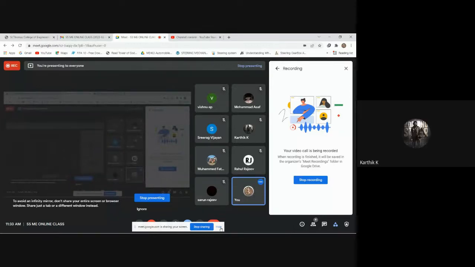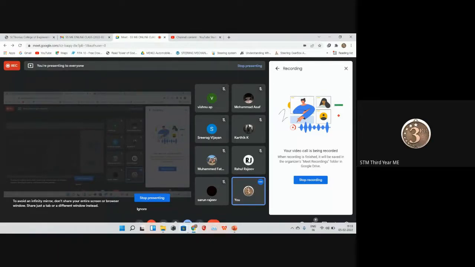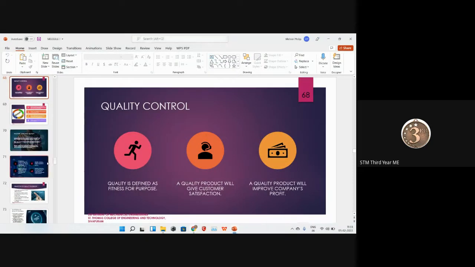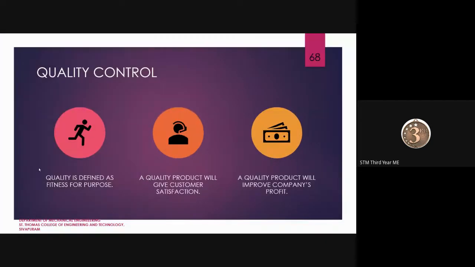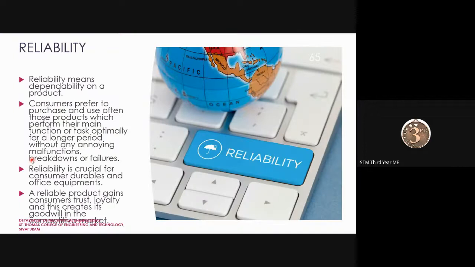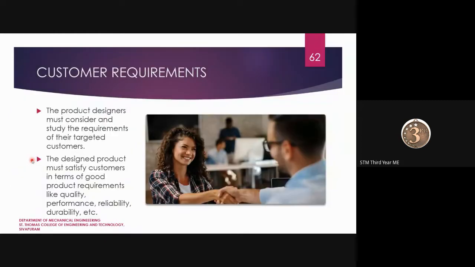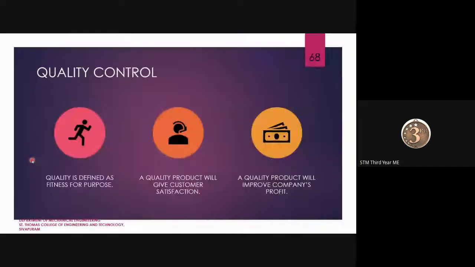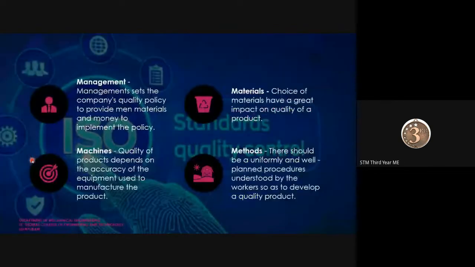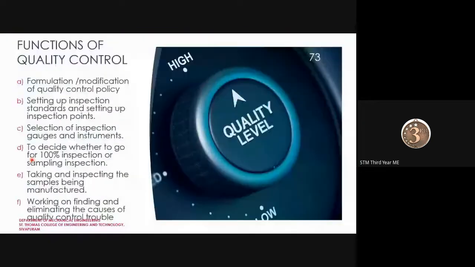Sir. Okay. So we are discussing some of the principles that are required for a good product design, and we have completed aesthetic control and quality control. Okay. These were some of the principles of good product design.